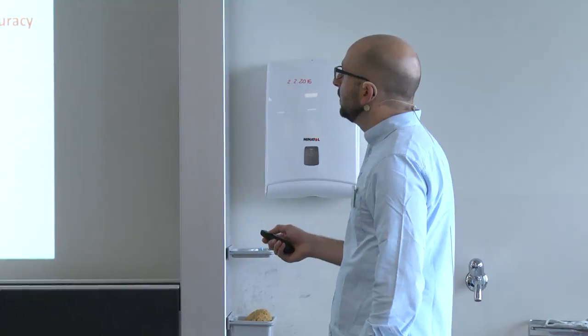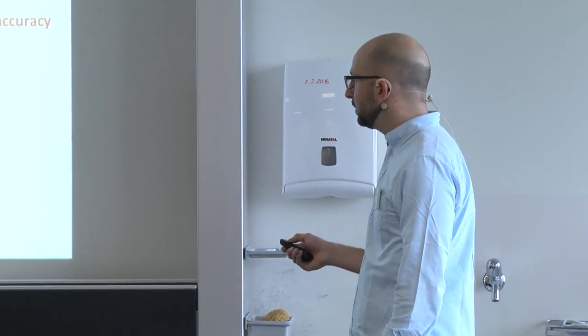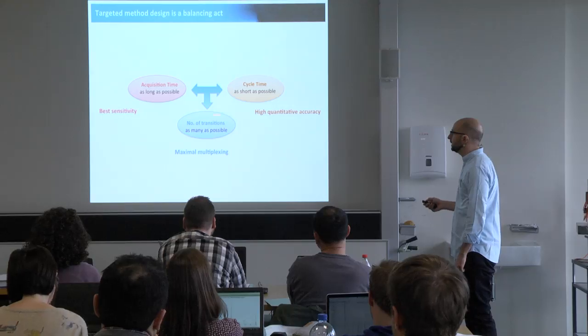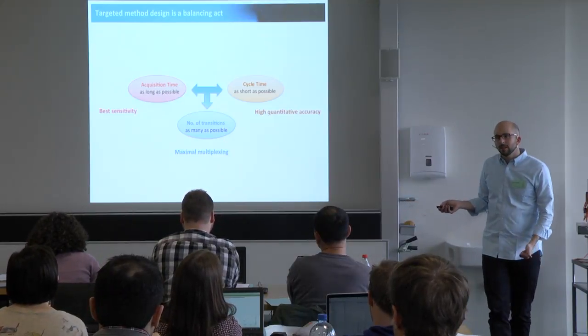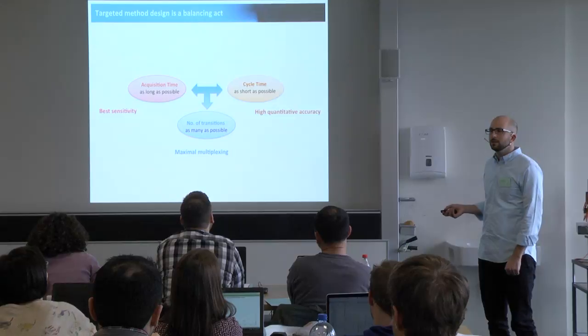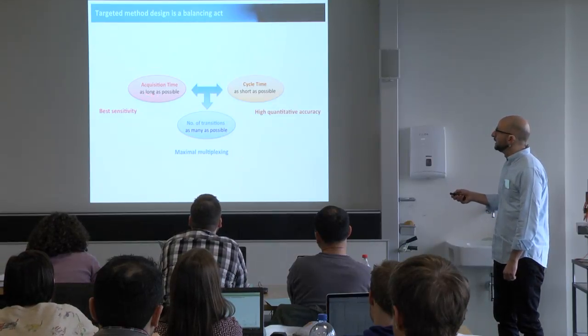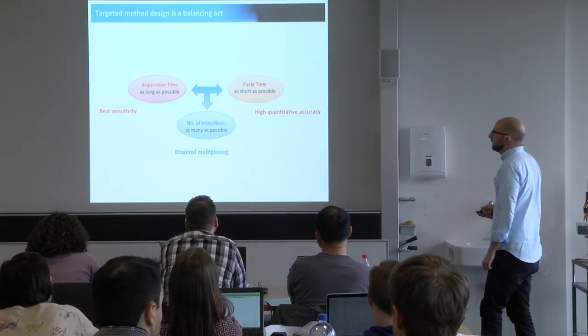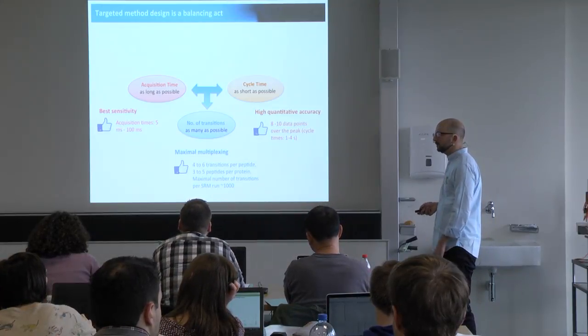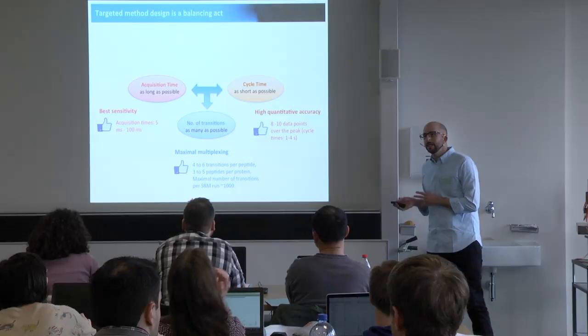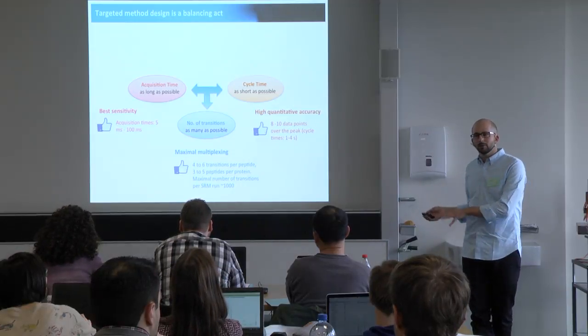And so we said we want to keep the cycle time as short as possible for quantitative accuracy. Usually we want to keep as many transitions as possible for selectivity, or because we have a lot of peptides or proteins that we're interested in. And then the dwell time we would like to keep as long as possible for sensitivity, and the idea is somehow to balance between them. And you've already seen these types of criteria from Tina, so I'm not going to read them again.